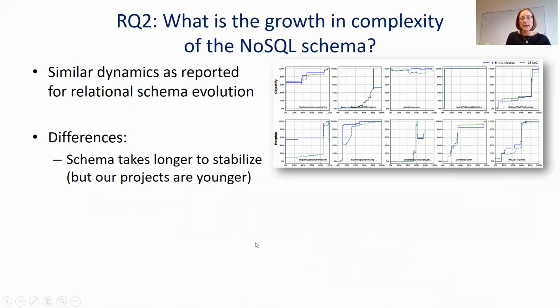So we do see that we have similar dynamics as reported for relational schema evolution. The schema changes, the schema evolves, it gets more and more complex. One difference seems to be that in our setting, the schema takes longer to stabilize. And the share of commits where the schema is affected is higher, but at the same time, the projects analyzed by us are younger than projects in related work that are 10, maybe even 15 years old. So that's difficult to compare. They're not as mature in terms of age, understandably.